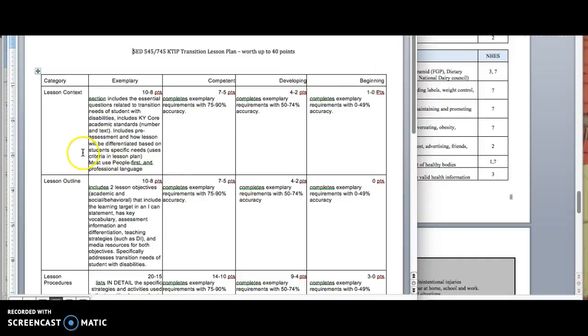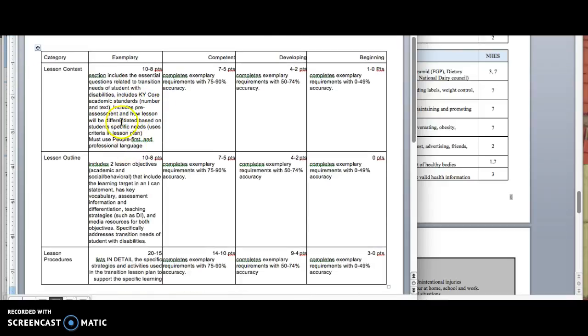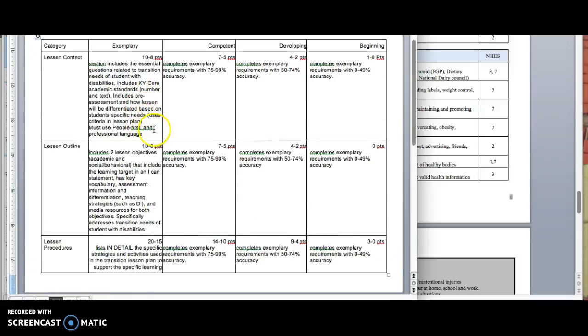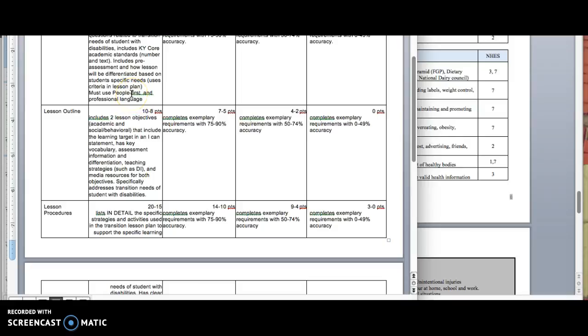First of all, the rubric. If you notice, some of the requirements are that you've picked an essential skill and you've included the essential questions, and that you've definitely linked to the Common Core. Make sure you've included the number of the standard and the text. Include the pre-assessment that you might give and how that lesson will be differentiated based on the student's specific needs. Don't forget to use people first language. We want to talk about a student with autism, not an autistic student.